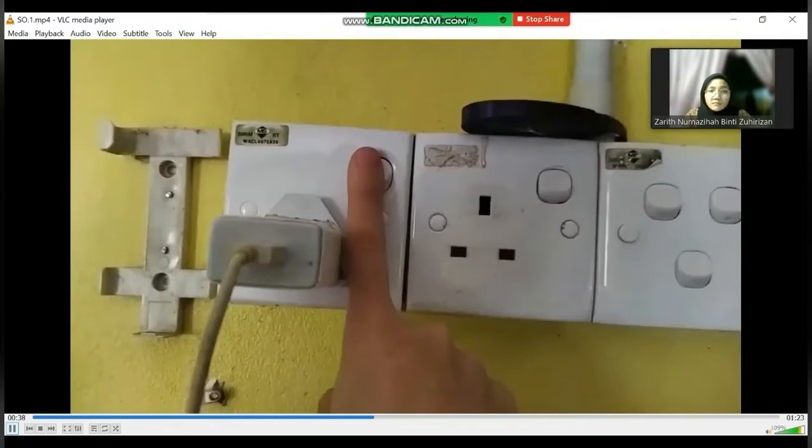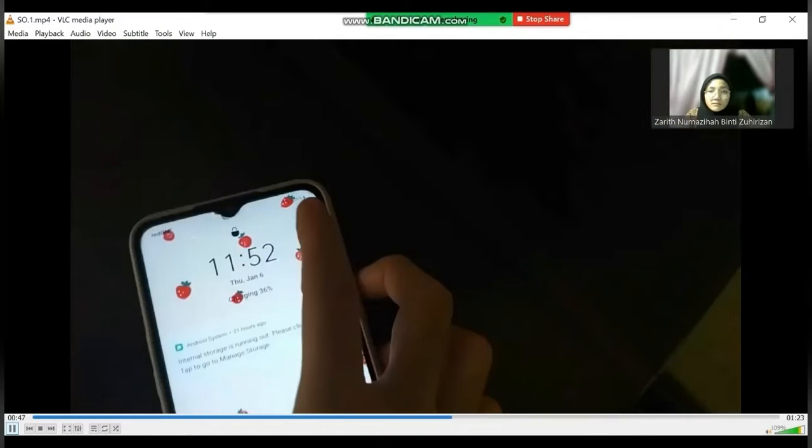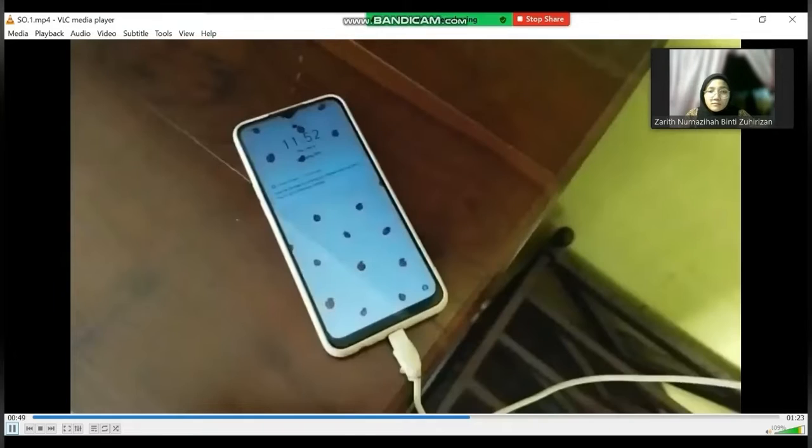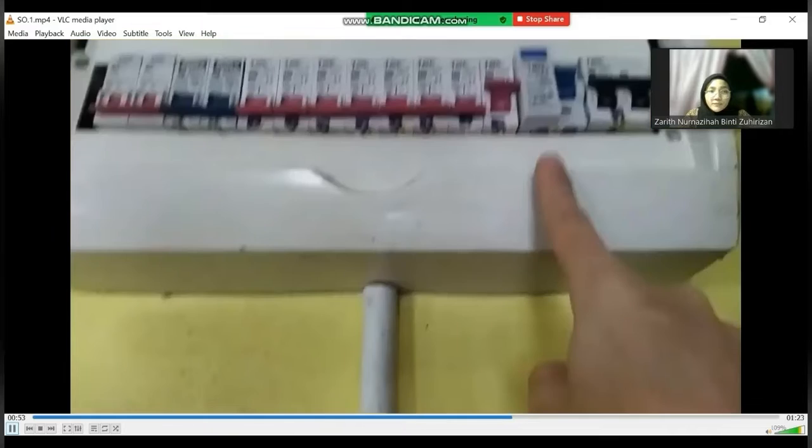And then go to socket outlet number 1. I will turn on socket outlet number 1. And then the phone is connected. The phone is charging with the charger. It means socket outlet number 1 is related to MCB number 12 here.